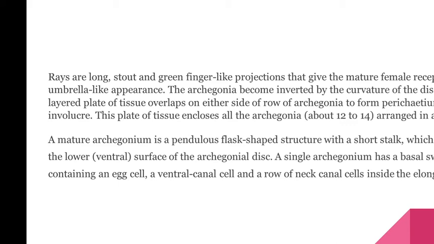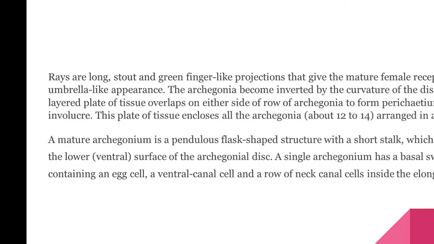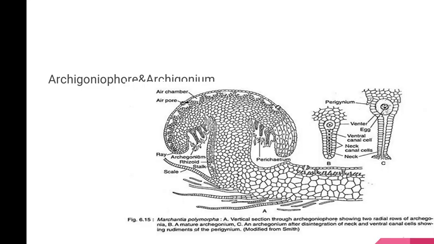The archegonia become inverted by the curvature of the disc. A single-layered plate of tissue overlaps on either side of the row of archegonia to form the perichaetium or involucre. This plate of tissue encloses all the archegonia arranged in a single row. A mature archegonium is a flask-shaped structure. It has two regions: the venter and the neck. The venter contains two cells, the venter canal cell and the egg cell. The neck contains the neck canal cells. So the elongated neck, the venter canal cell and the egg cell are seen in the archegonium.